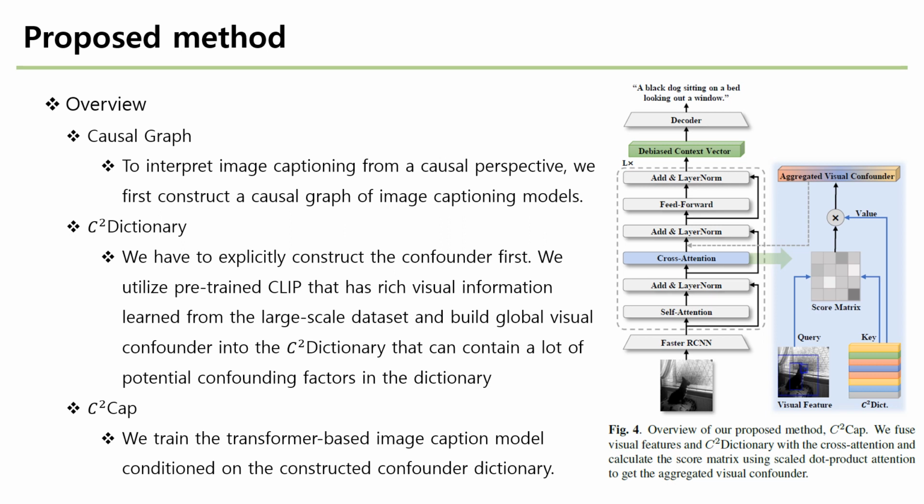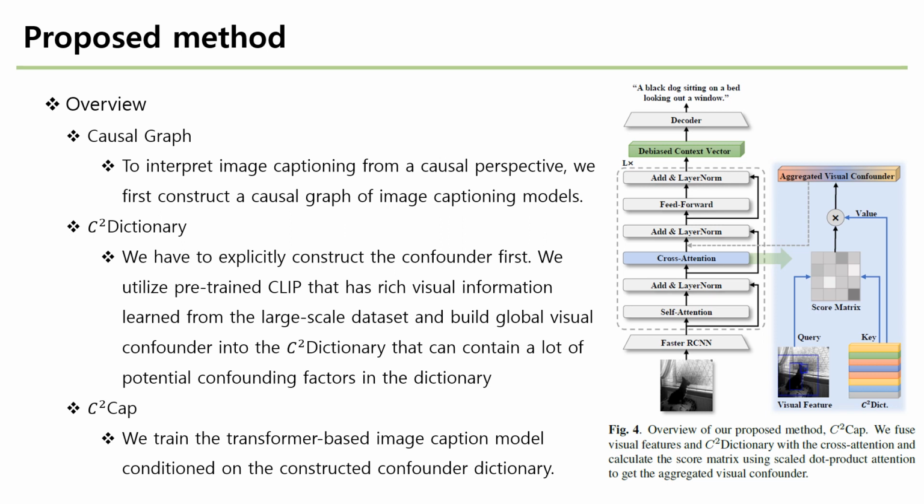This is an overview of the proposed method. I'll talk about three things here. First, causal graph. To interpret image captioning from a causal perspective, we first construct a causal graph of image captioning models. Second, C2 dictionary. We have to explicitly construct the confounder first.